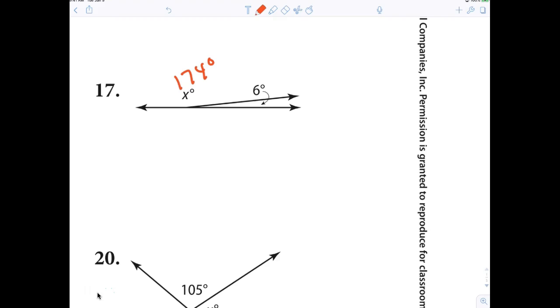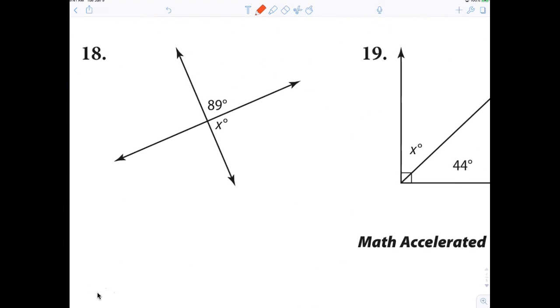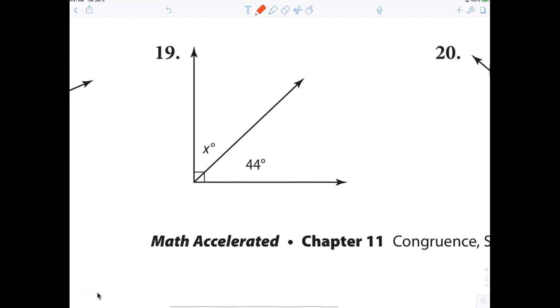Ian, you good? All right, I know this is a review, so we should be in pretty good shape. All right, let's take a look at 18. Supplementary, thank you. And if they're supplementary, it's going to be 91 degrees. 19 is called what? If it is a right angle, the two angles that make the right angle are called complementary, which makes x 46. So 19 is complementary.